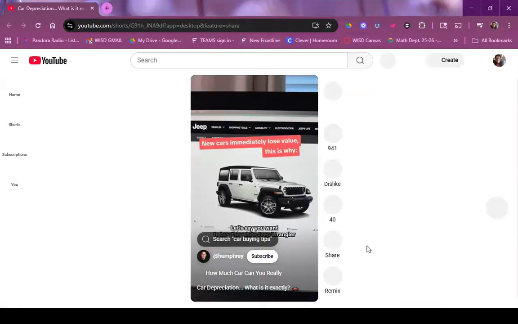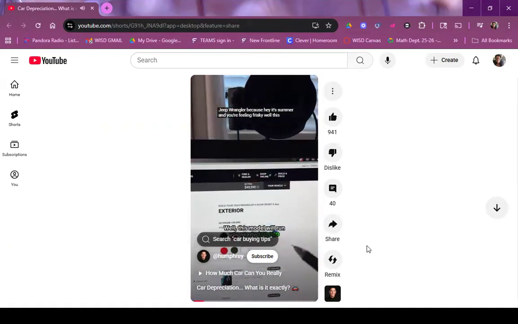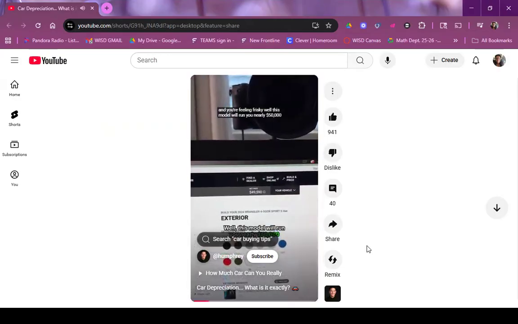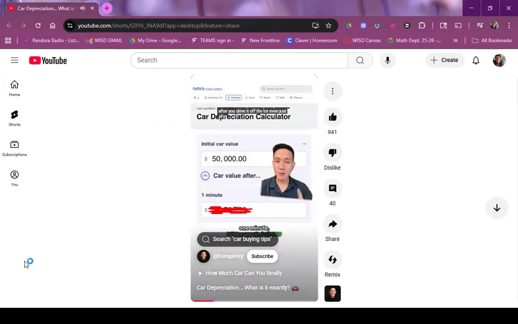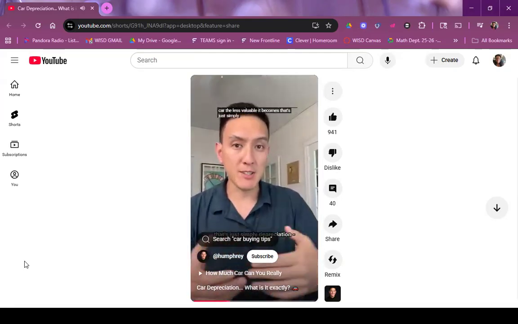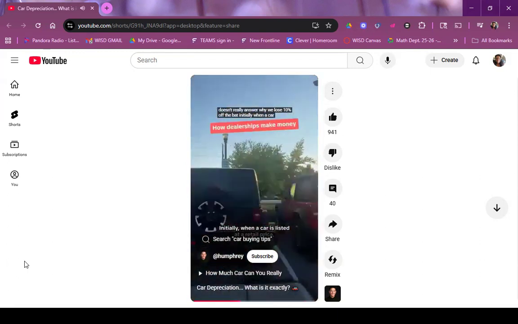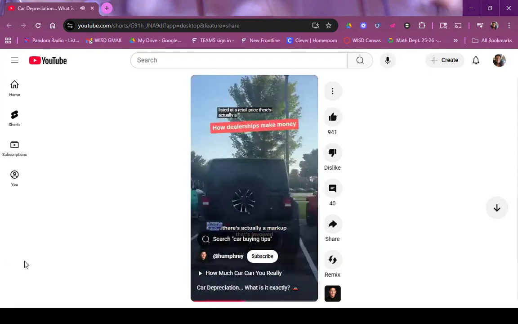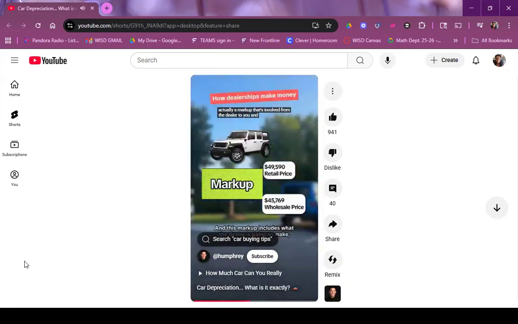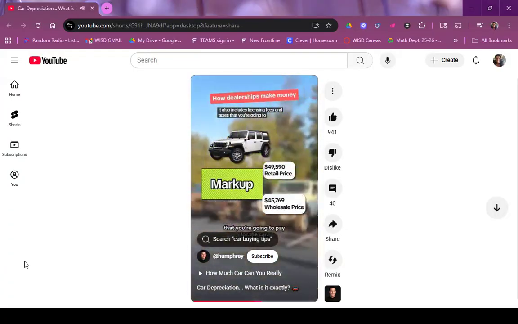Okay, here we go. All right. Let's say you want to buy this white Jeep Wrangler because, hey, it's summer and you're feeling frisky. Well, this model will run you nearly $50,000. But after you drive it off the lot, even just after 1 minute, it'll be worth $45,769. Now, why is that? The more you use a car, the less valuable it becomes. That's just simply depreciation. But that doesn't really answer why we lose 10% off the bat. Initially, when a car is listed at a retail price, there's actually a markup that's involved from the dealer to you. And this markup includes what the dealer is going to make. It also includes licensing fees and taxes that you're going to pay for the car.